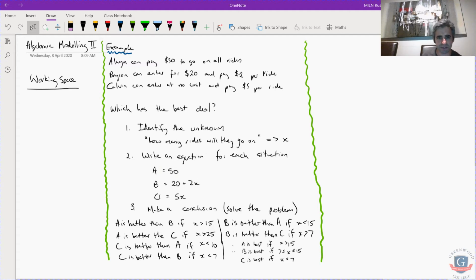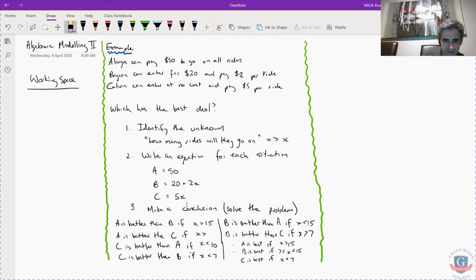Now let's look, when is A better than C? Well, if he did 10 rides, 5 times 10 would be 50. So any more than 10 rides, Calvin would be paying more than Alvin. 10 5s are 50. Oh, there's a problem in my equation here. Why did I say 25? Let's fix it up.